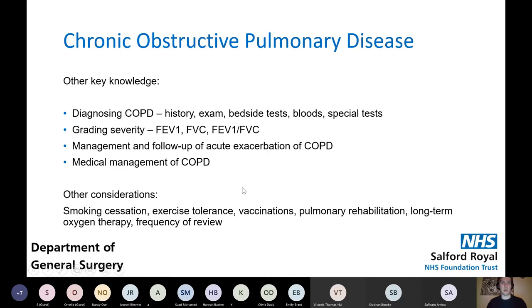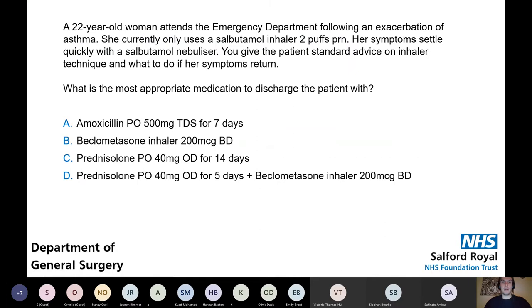Right, moving on to the next question. A 22-year-old woman attended the emergency department following an exacerbation of asthma. She currently only uses a salbutamol inhaler. Her symptoms settle quickly with a nebulizer, and you give the patient advice on inhaler technique. What should you discharge her with? Amoxicillin, beclomethasone, prednisolone for 14 days, prednisolone for 5 days, or a beclomethasone inhaler.